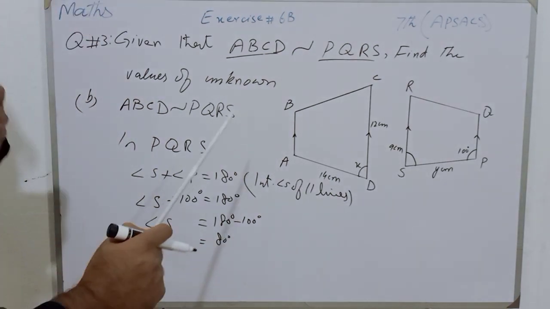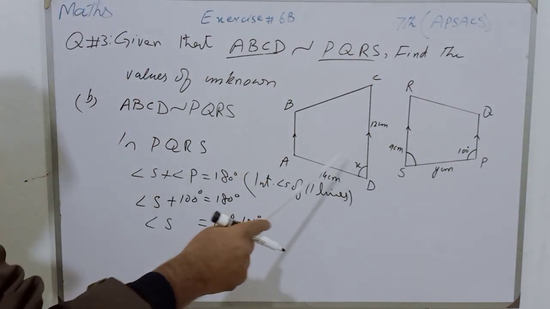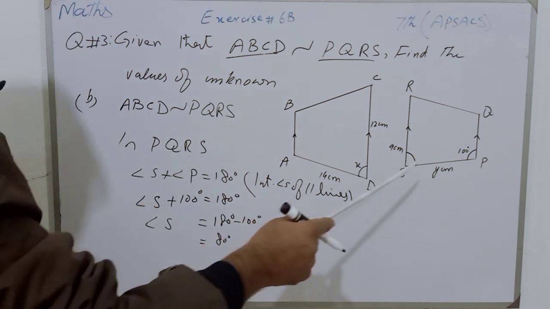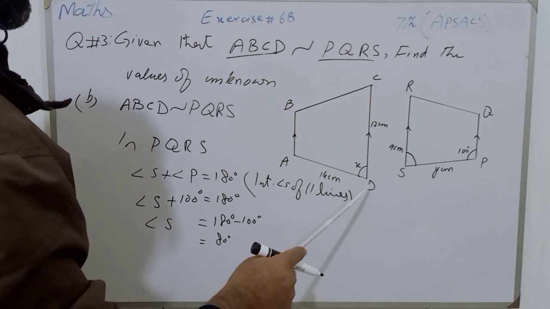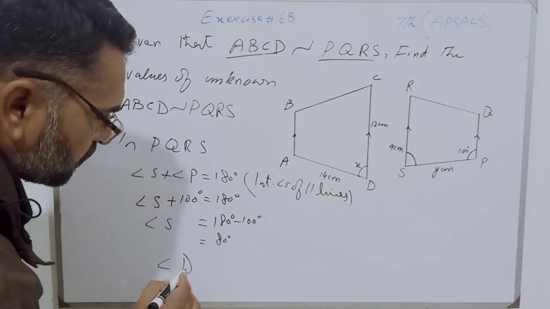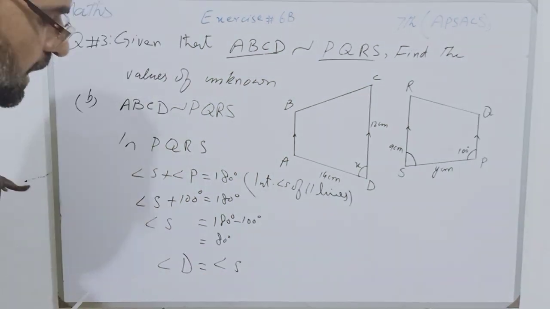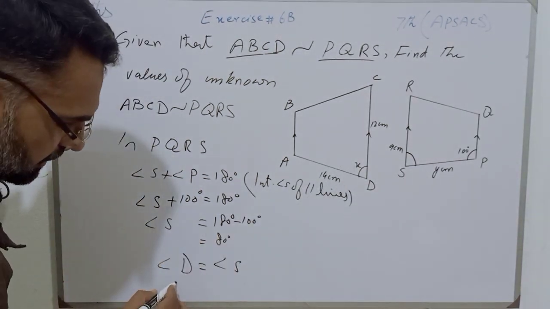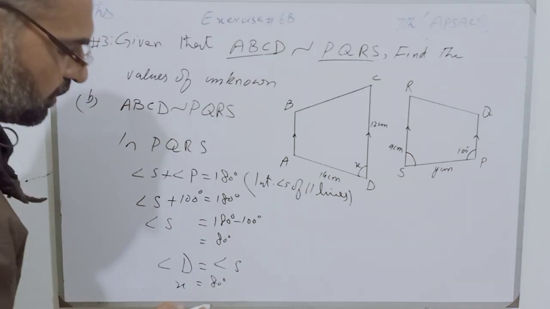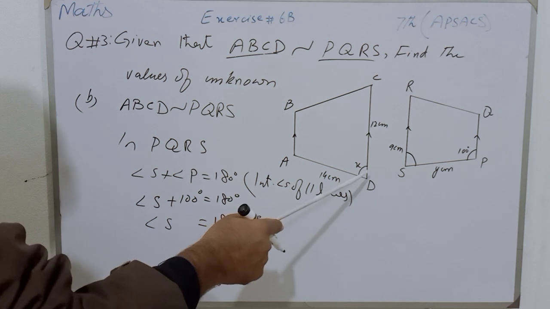And students, the corresponding angle of angle S is angle D, because ABCD is similar to PQRS. So angle S will be the corresponding angle of angle D. So angle D is equal to angle S, and the value of angle D is X, and the value of angle S is 80 degrees. So the value of X is 80 degrees.